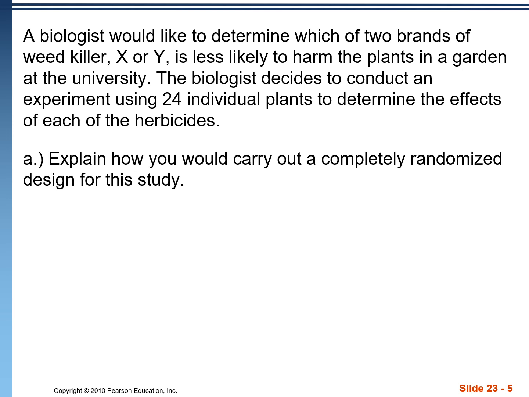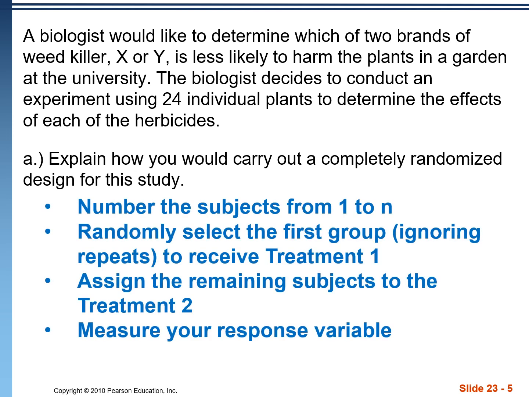If this was a question on an actual AP test, there would be a full graded point dedicated to just how you describe the randomization. So here's how I recommend you start off any question like this. We would number the subjects from 1 to n, n being the sample size, which in this case is 24. Randomly select the first group, in this case half of the plants, ignoring repeats, to receive treatment 1, assign the remaining subjects to the other treatment, and then finish by writing something about your response variable and how it's measured.